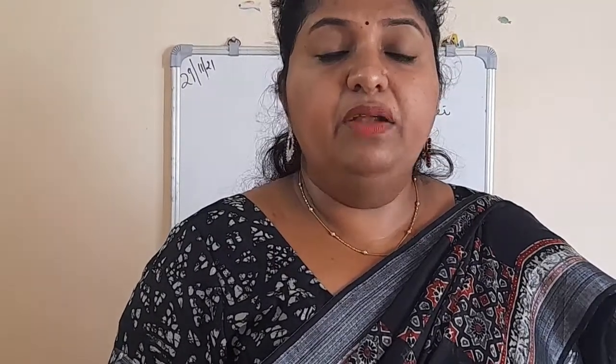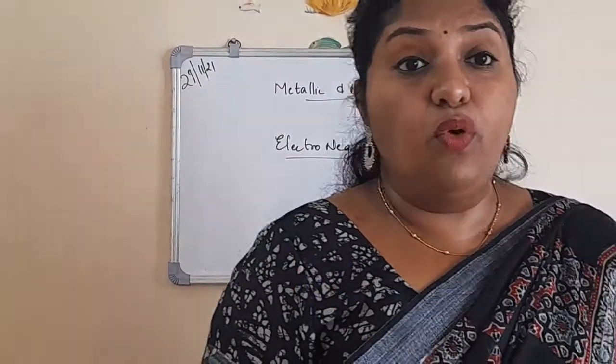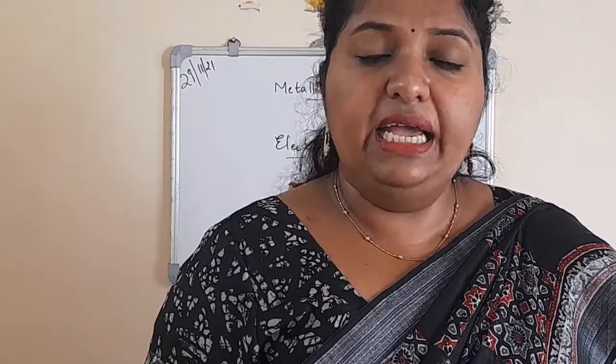Then we studied ionization energy. Ionization energy depends on two factors, that is nuclear charge and size of the atom. As we move from top to bottom, since the size of the atom is increasing, ionization energy will be less. But when we go from left to right across the period, since the size of the atom is less, the force of attraction is more and more energy is required to remove the electron. So ionization energy is increasing.